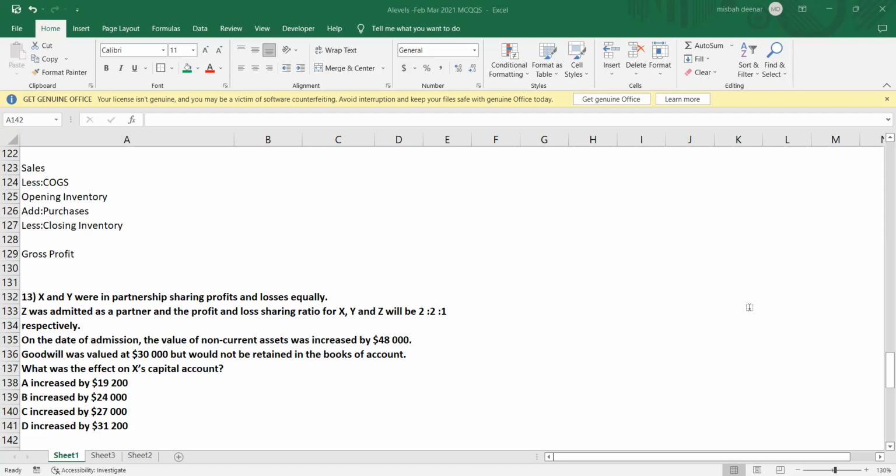Then question number 16. The total of shareholder equity at 31st December was 45,500. During the year ended 31st December, the following took place. An issue of 10,000 ordinary shares of 1 at a premium of 0.25 was made.